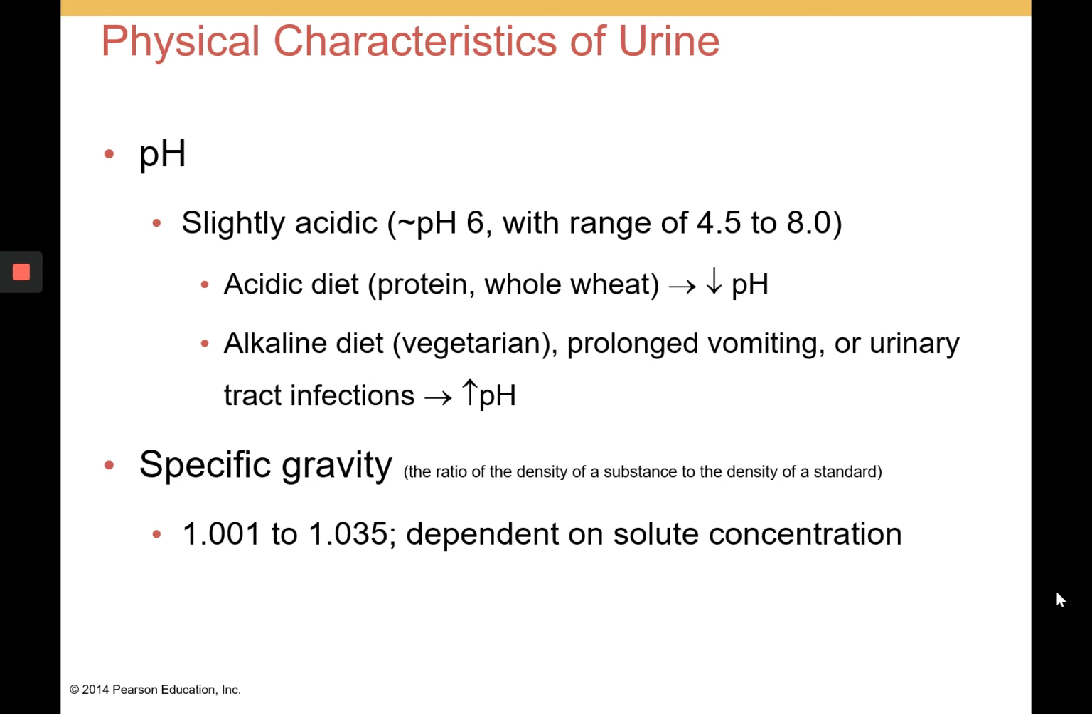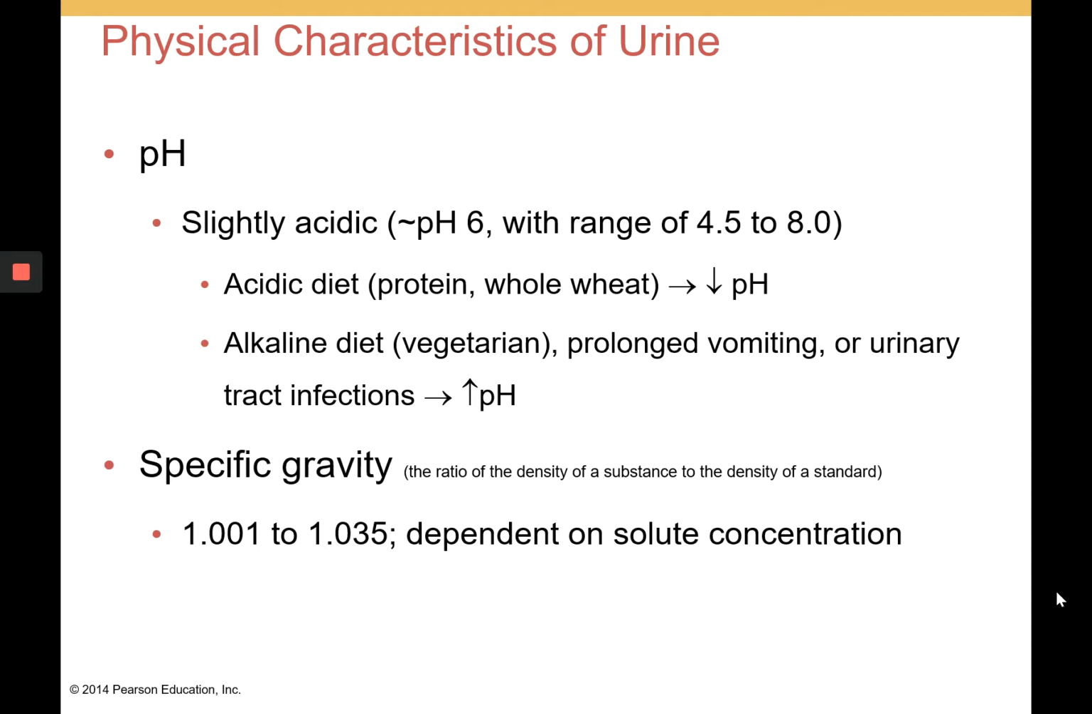Specific gravity is going to be the ratio of the density of a substance to the density of a standard, and so our standard is going to be water. Water has a specific gravity of about 1. That's where we're going to set it. So the specific gravity of water is 1, which is pure water, meaning there's no solute or nothing dissolved in it. So if something's specific gravity is higher than 1, it has some stuff dissolved in it.